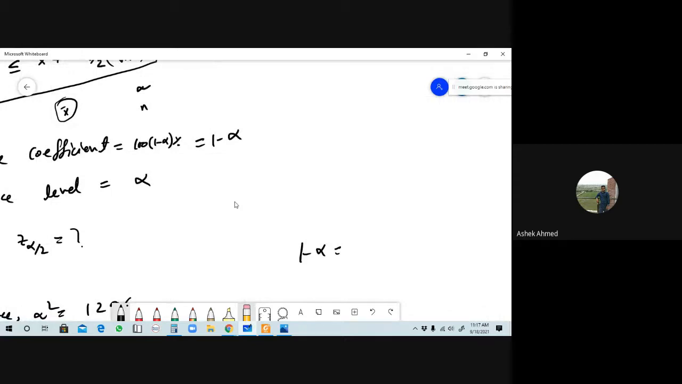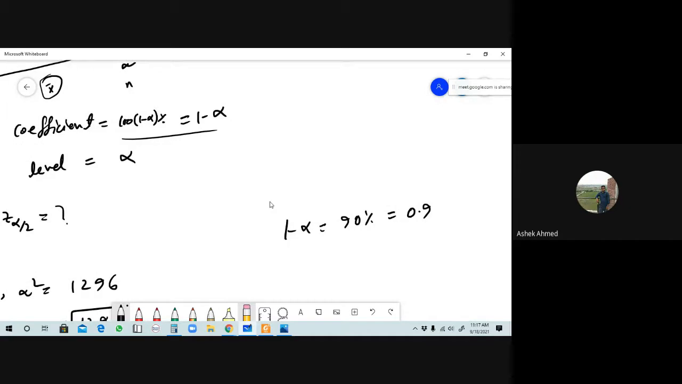That is given here. This is 90%. 90% means here 0.9. Is it right? Yes, sir. So from here, tell me the value of alpha will be 1 minus 0.9, that means 0.1. Here, that will be called the significance level. Okay, that is given.